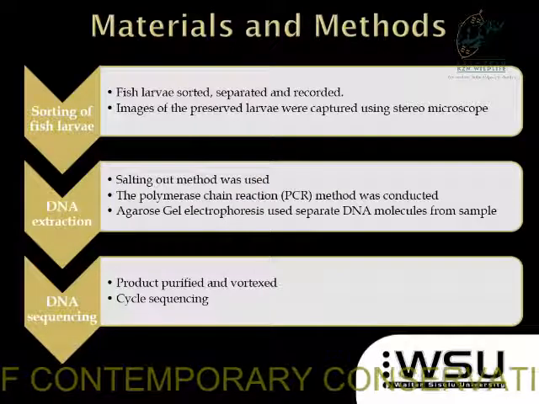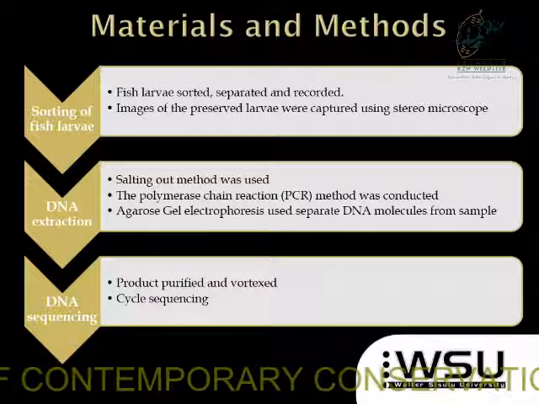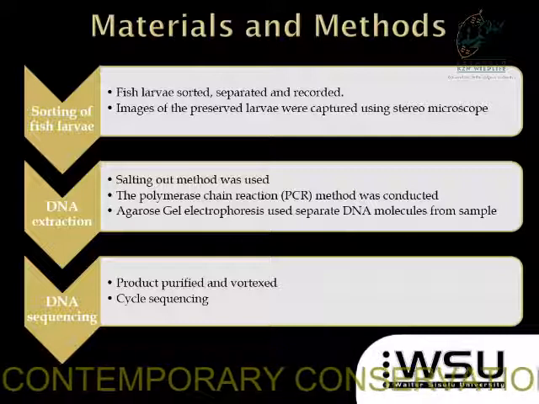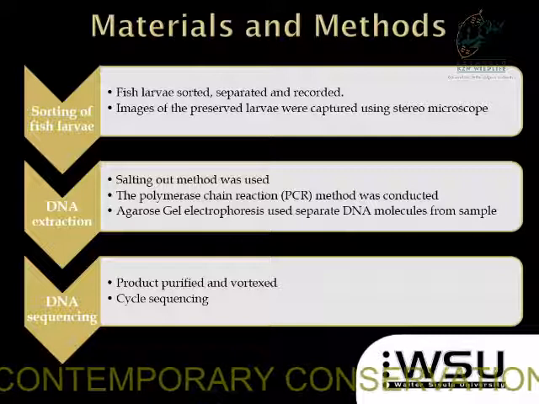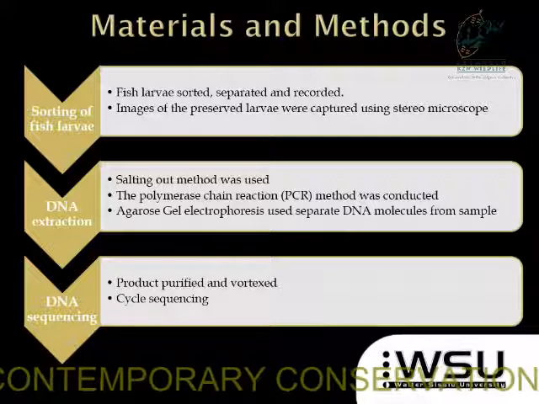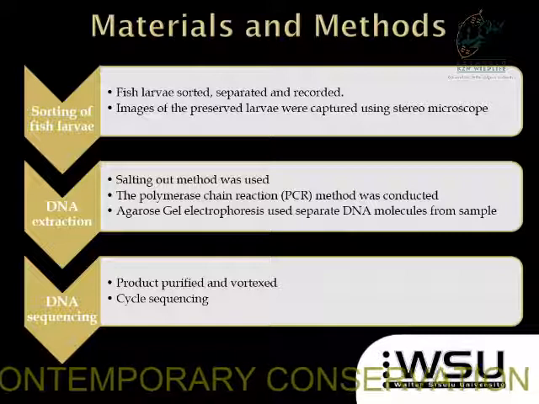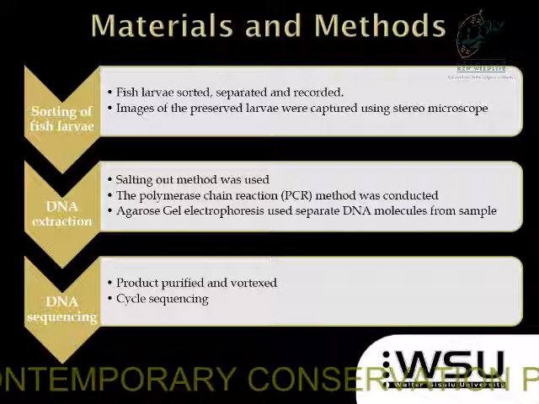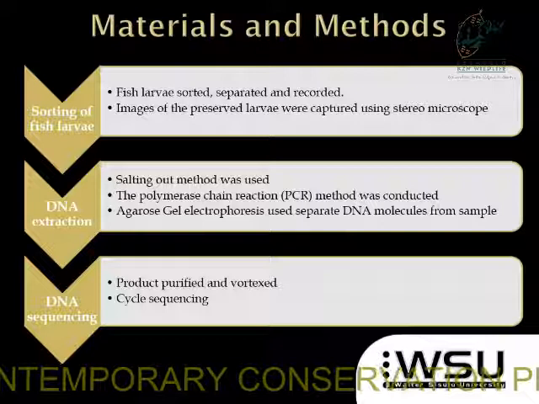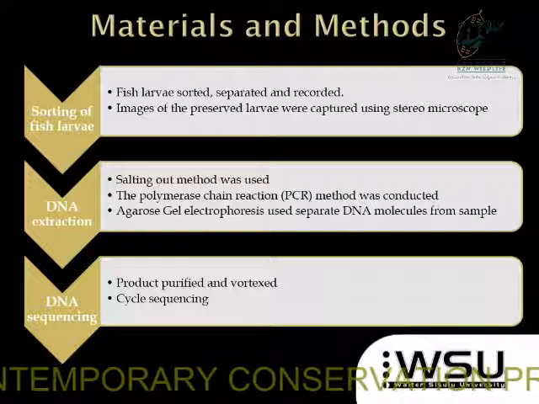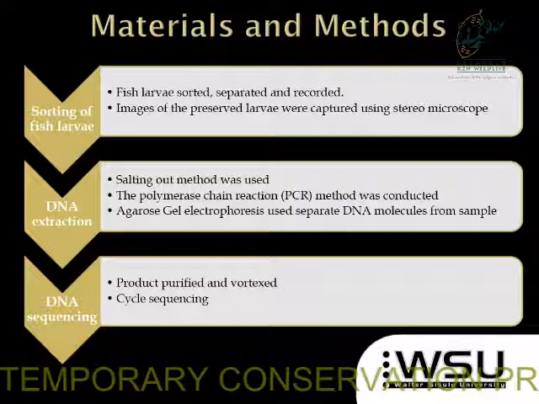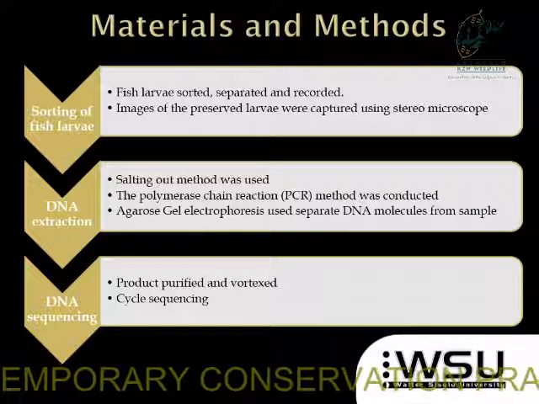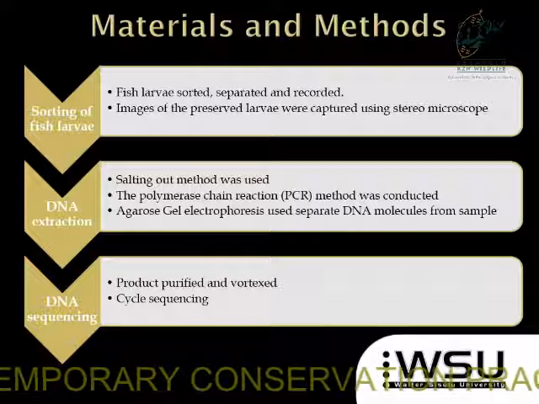This sorting of fish larvae is pretty much what I've already talked about. To extract my DNA, I used the sorted samples, and then I measured the concentration of DNA using a NanoDrop, which is an app loaded on the computer. After I got the concentration, I performed a PCR, which was run on agarose gel electrophoresis to confirm if the PCR had actually worked. If the PCR has worked, the product is further purified and prepared for cycle sequencing.